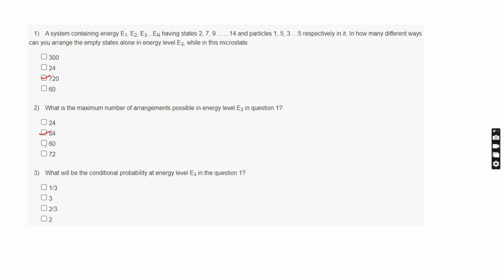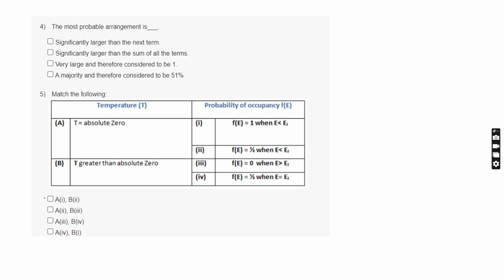So here I am marking the answers. You can cross check it later how it is coming. Okay, so now see, the most probable arrangement is what? Significantly larger than the sum of all the other terms. Now see here you have to match the following. T is equal to absolute zero temperature, T greater than absolute zero temperature. What are the probability of occupancy of the system? Right.